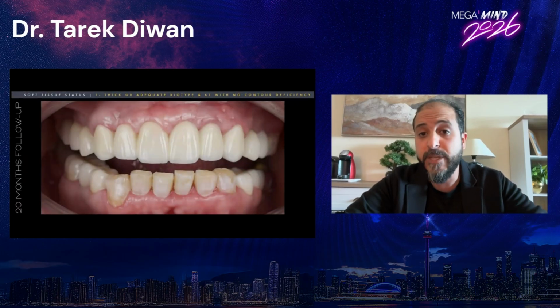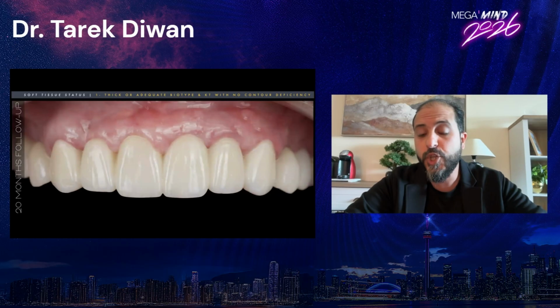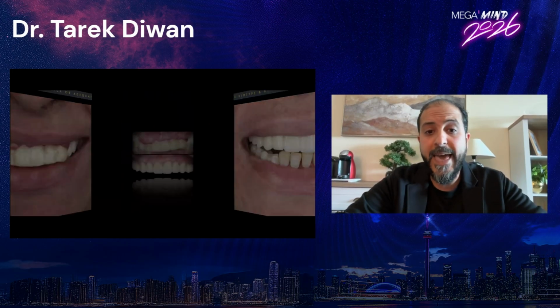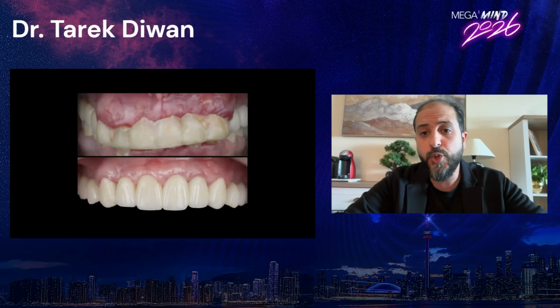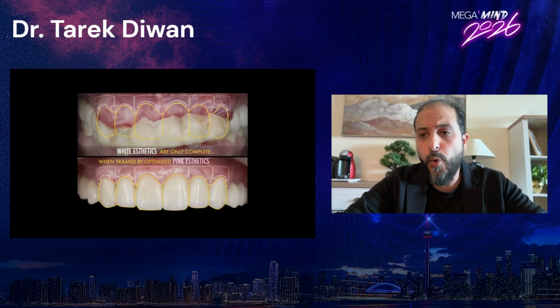And actually the tissue has matured really nicely around the implants and as well around the pontic sites. That is a close-up shot as well, showing you the tissue maturation and stability over time. This is how the patient smiled before, and this is how the patient smiled after, and that is how the tissue looked before and how the tissue looked after. And that is why we say that the white aesthetics are only complete when framed by the optimized pink aesthetics.